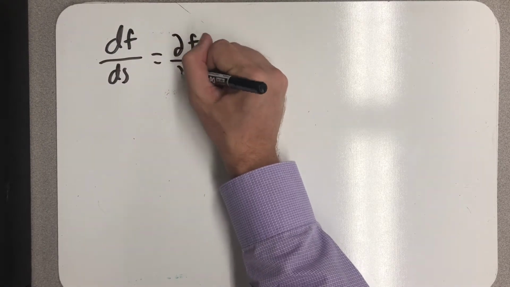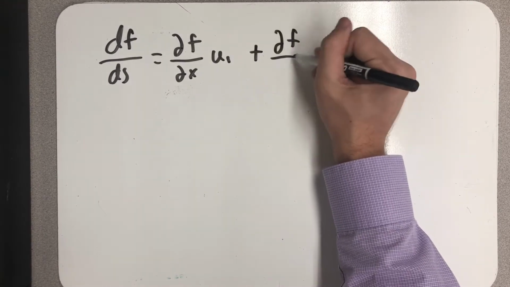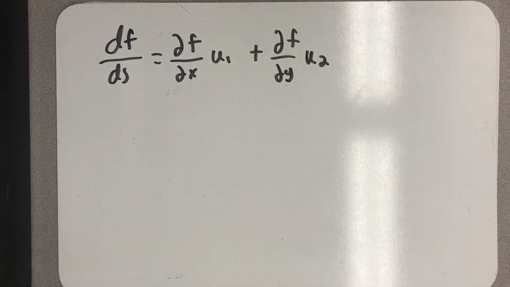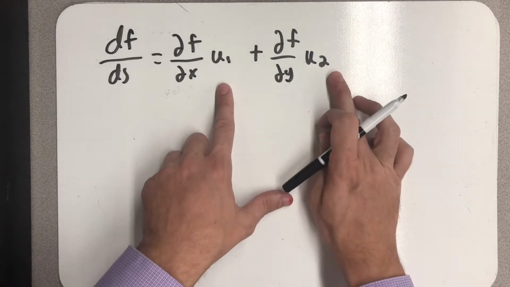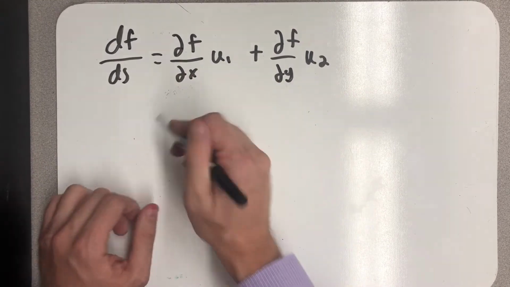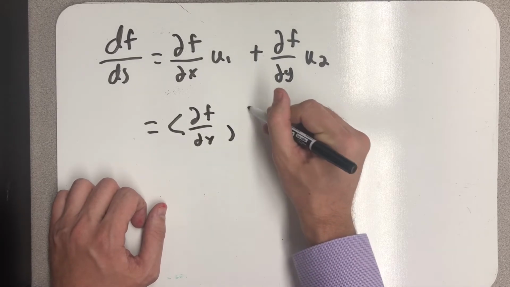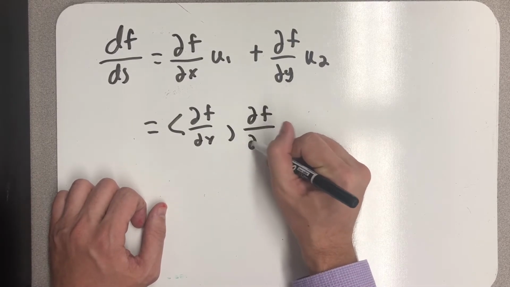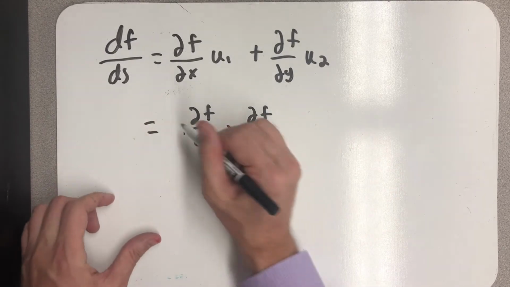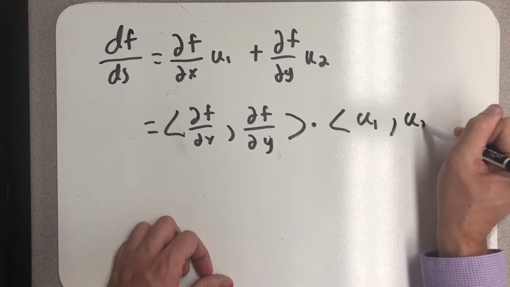The partial of f with respect to x times u1 plus the partial of f with respect to y times u2. And looking at that, u1 and u2 are components of a vector. This is a dot product between a vector made up of my partial derivatives, and I'd be evaluating my partial derivatives here at a particular point, and that unit vector u1, u2.